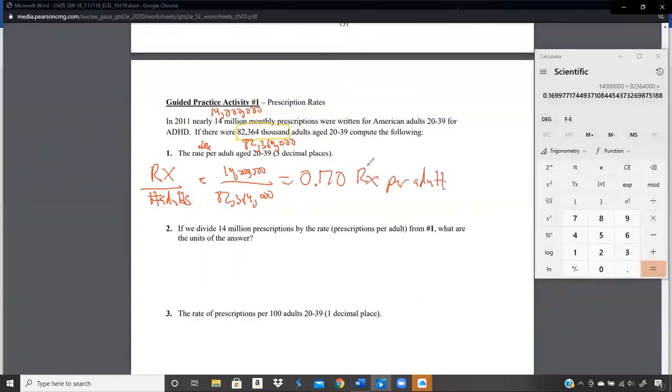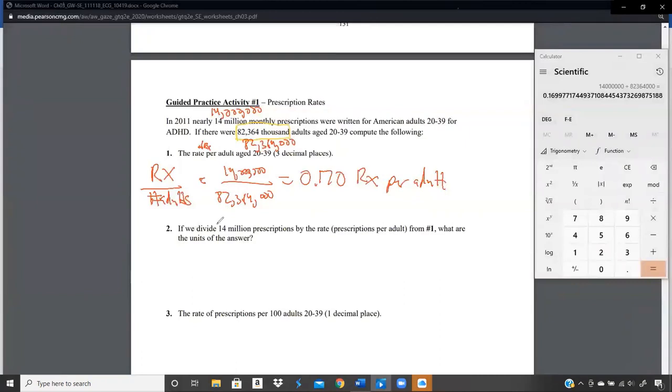So 0.17 prescriptions written per adult. That says if you have a person, there's a 0.17 chance, if you think about statistics really, or probability, that that person has a prescription for ADHD if they are in the appropriate age range. Now again, we're only talking about that age range.